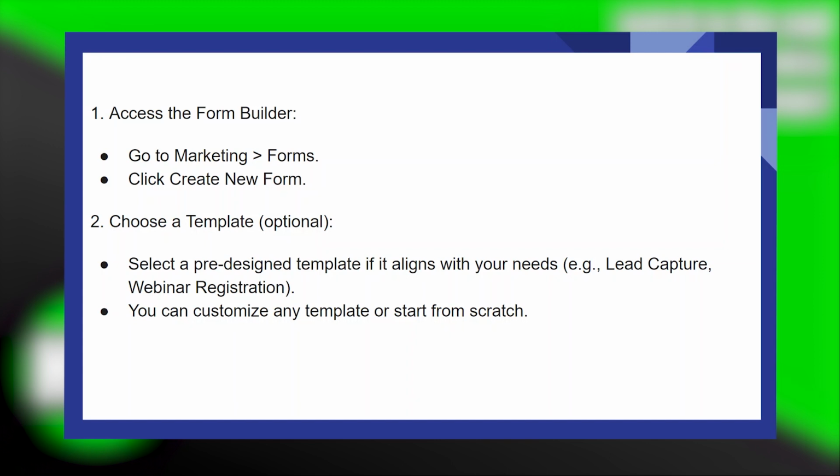Creating a custom form in GoHighLevel is very easy to do. Today I'm going to show you how to do it. Firstly, go to Marketing and click on Forms. Next, click on Create New Form.